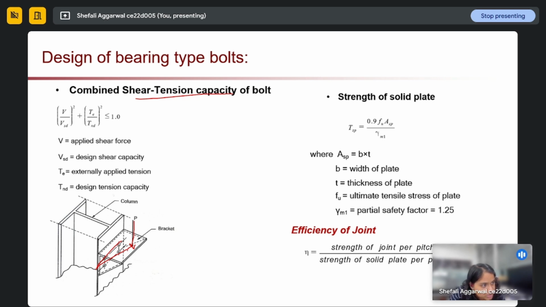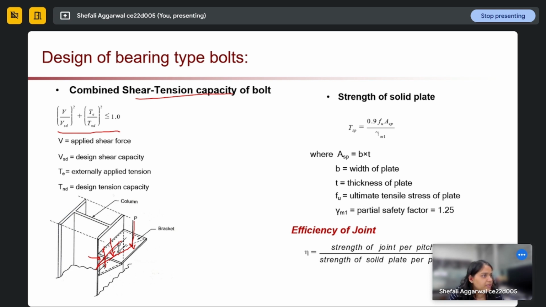Sorry, load is applied in this direction, so there will be shear stresses here, and because of this continuous load, this plate will try to move in this direction, which will cause a tensile stress to our bolt. So in this case, we will take the combined effect of tensile and shear capacity. So this is the formula which we are taking.